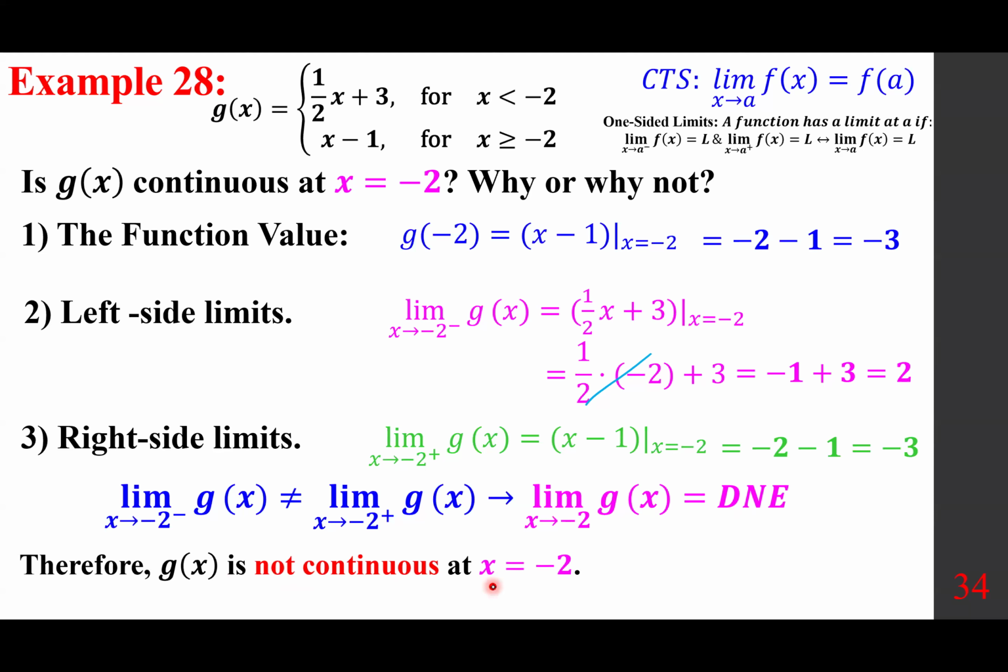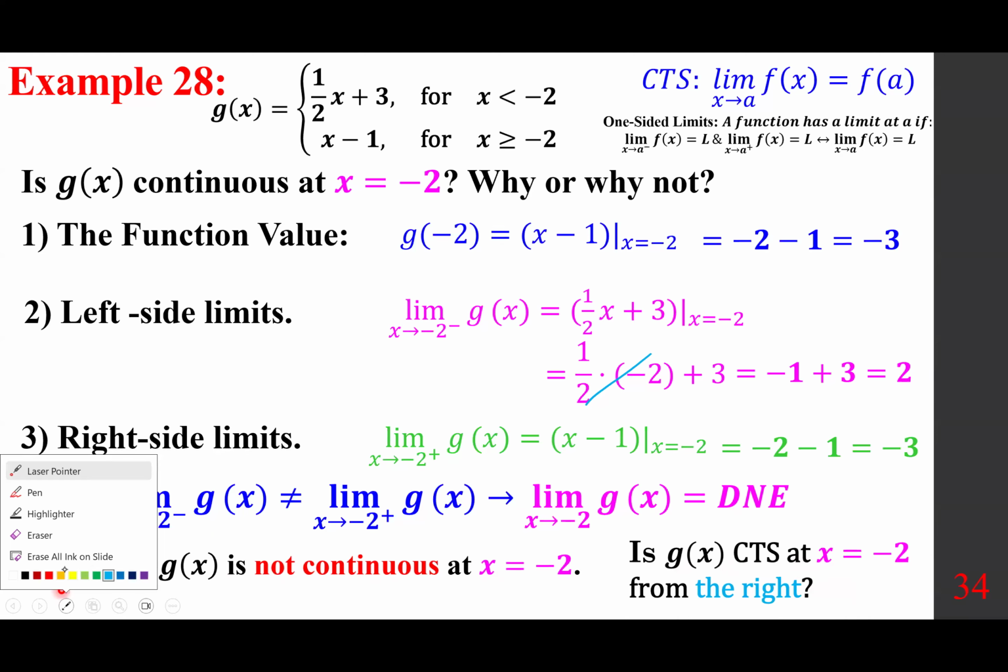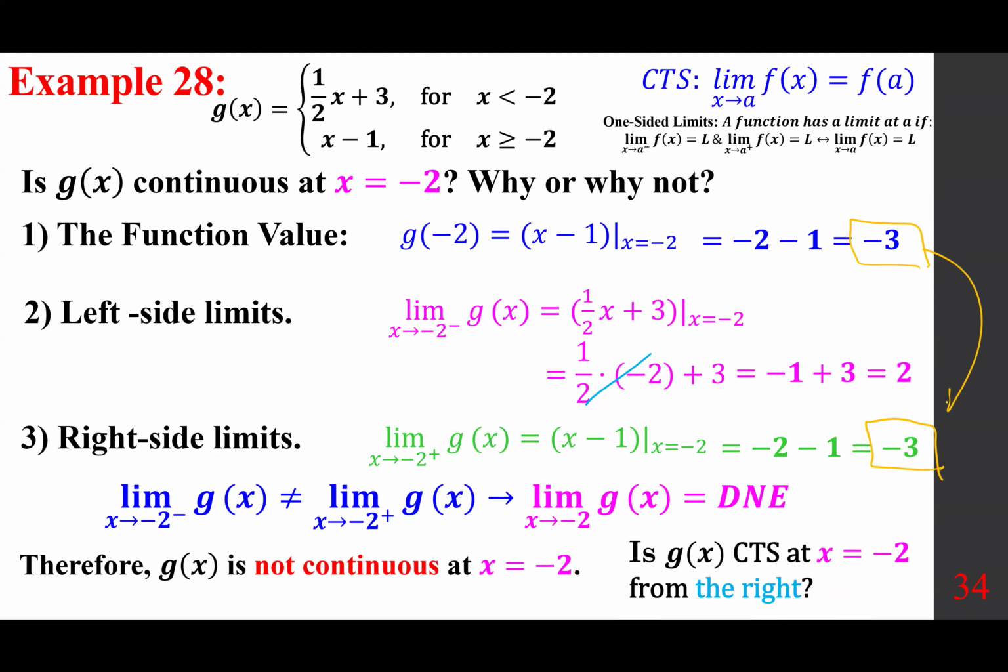As far as continuity is concerned, we are really done. However, one might ask, is g of x continuous at x equals -2 from the right? Notice the functional value and the right side limit are identical. Therefore, the answer is yes, but it doesn't change the fact that g is not continuous at x equals -2. But it is continuous at x equals -2 from the right.